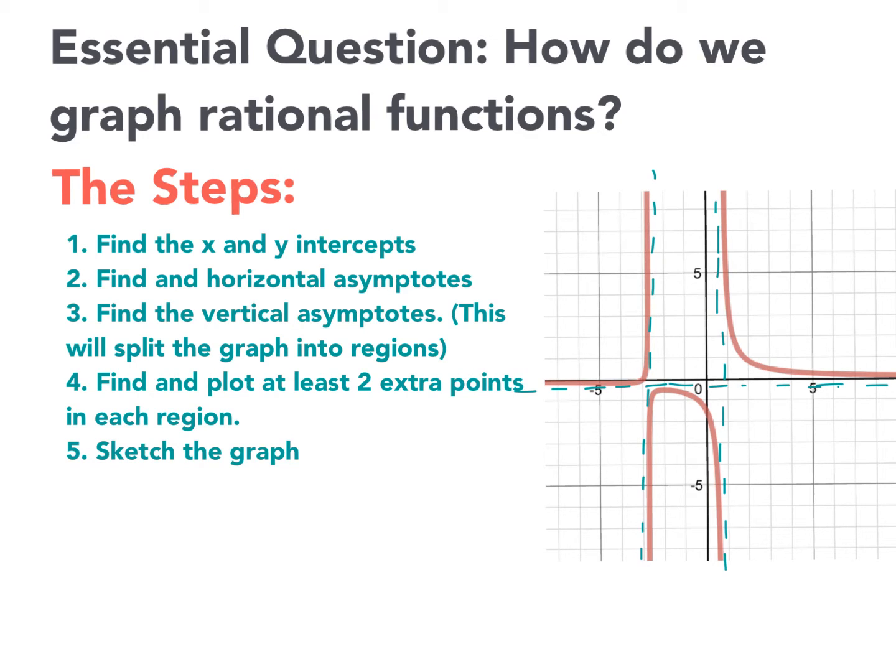Hello, how do we graph rational functions? Well, here are the steps. Write these down. Find x and y intercepts, find the horizontal asymptotes, those are these asymptotes right here. Then find the vertical asymptotes, and this will split the graph into regions.